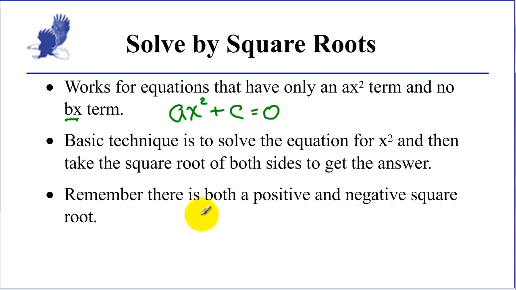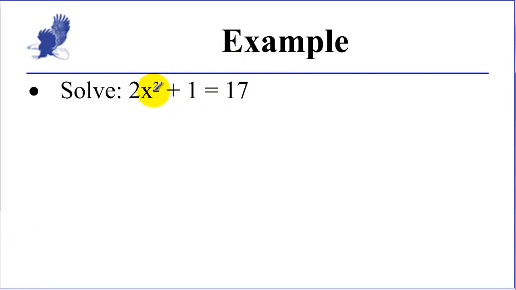Our process, if we have an equation in this format, will be to get the x squared by itself and then take the square root of both sides. When we solve an equation using square roots, we want all the possible answers, so we'll be taking both the positive and the negative square root. So let's look at an example. So here we have no term with just x, so we can use square roots. We want to get this by itself, so I need to first subtract 1. So I have 2x squared equals 16.